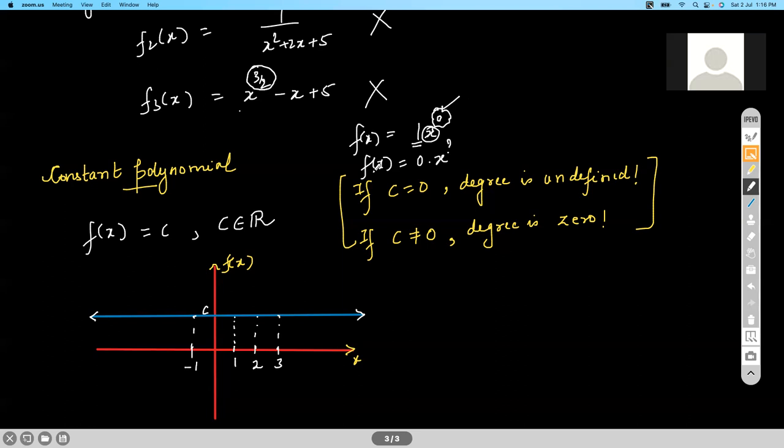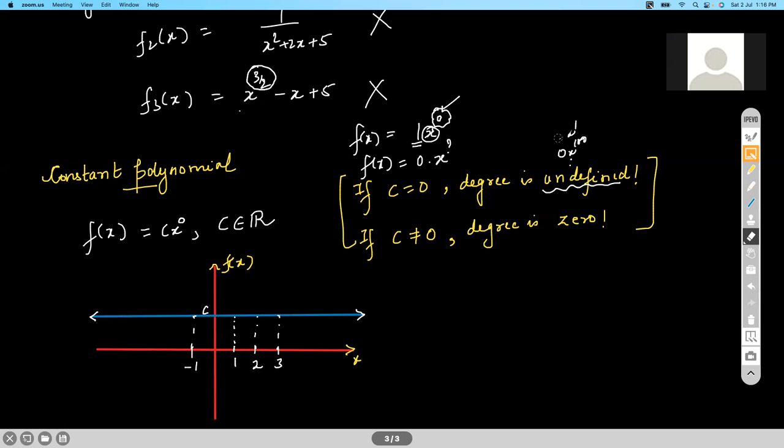Sir, f of x equal to c, that one, sir. So in that one, yes, here the variable will be considered x to the power 0. So then it could be written as 0x to the power 0 also. Then the degree of 0 is also defined. Vasudev, listen to this. 0x^0 can be written, 0x^1 also can be written, 0x^100 can also be written. Does it make any difference to the answer? No, sir. That's why the degree is undefined, because so many degrees are possible. Got it, sir.